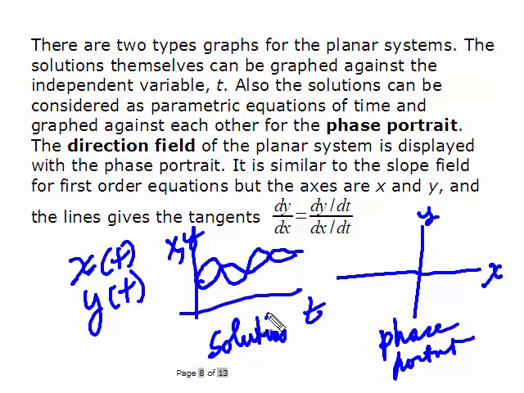Okay. Now the direction field is here. I'm going to go through a contrast, but this is the start of the contrast between the first order equations and these systems. The direction field is plotted right here. For the first order equations, the direction field was plotted with the solutions. Here, the direction field is plotted with the phase portrait.